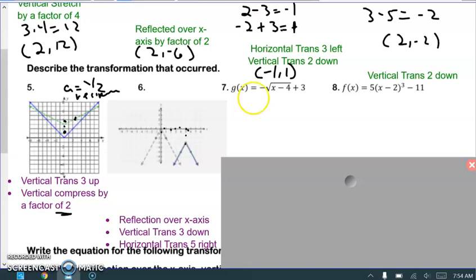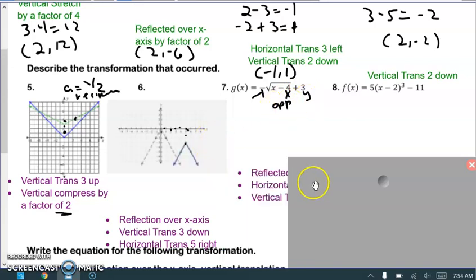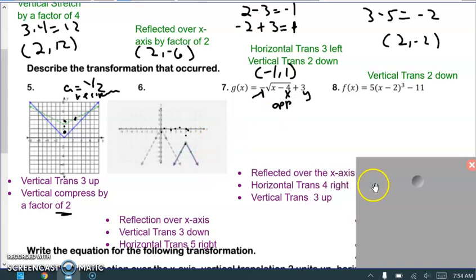This is a square root. If you take a look at this, I see that that's a negative sign, so I'm going to say it's a reflection over the x-axis. We know that this is the x and the y. It's always the opposite for the x. The y stays the same. So I would say it's a reflection over the x-axis. It's a horizontal translation 4 right because it's the opposite of minus, and a vertical translation 3 up.